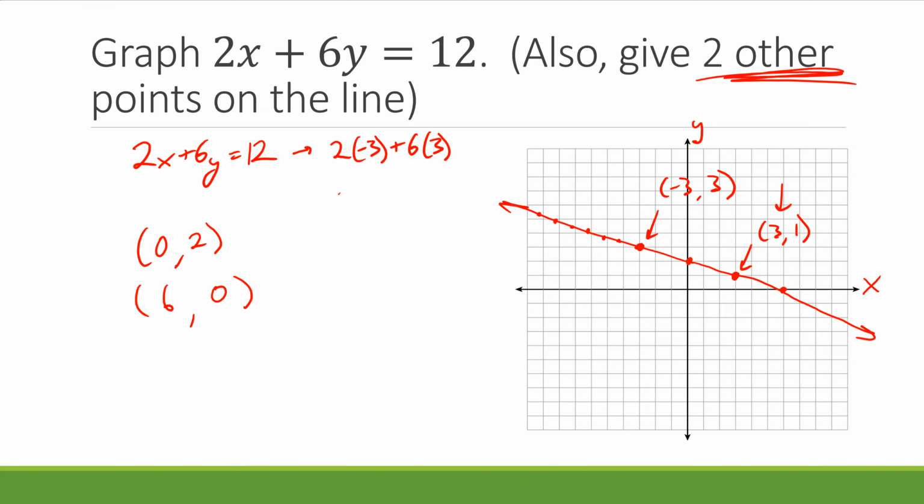So 2 times -3 is -6. 6 times 3 is 18. -6 plus 18, yeah, it's 12. So it does work. And again, it's a point on the line, so it should work in the equation, and it does. Let's do one more example.